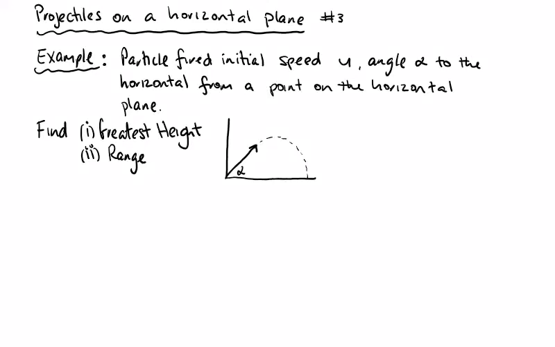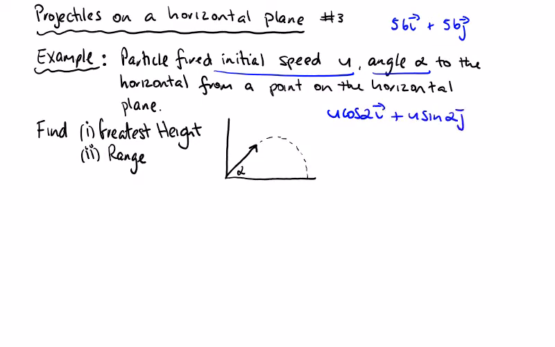In the last video, we were given values for initial velocity, something along the lines of 56i plus 56j was one of them. In this case, we're told the initial speed is u with an angle alpha to the horizontal from a point on the horizontal plane. So the initial velocity here is going to be u cos alpha times i plus u sin alpha times j.